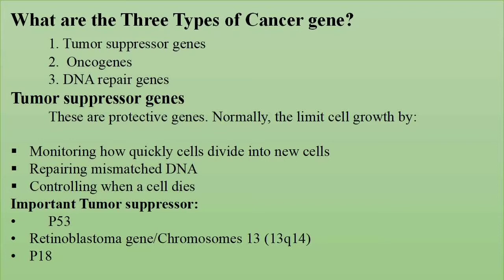Tumor suppressor genes are totally the opposite of oncogenes. The tumor suppressor genes are genes that suppress the development of tumors in the cells of a person, and when the tumor loses them, it loses the ability to suppress the tumor. A very good example is the p53 tumor suppressor gene, and when it is lost, cells grow out of control. The other important tumor suppressor is the retinoblastoma gene on chromosome 13, and the third one is the p18.